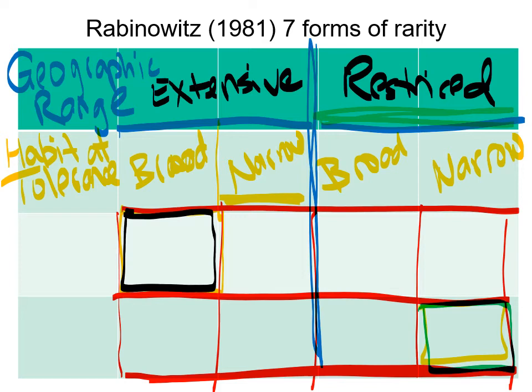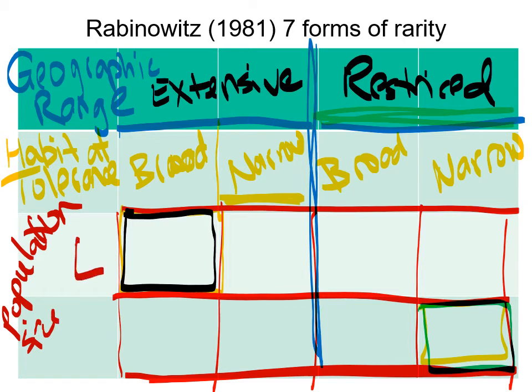So we have one more factor to deal with, and that is when you find the species, what is its population size? So that's going to be going down here. We're going to be looking at the population size when you find it. And we're just going to have that large versus small. So we'll have just large and small.